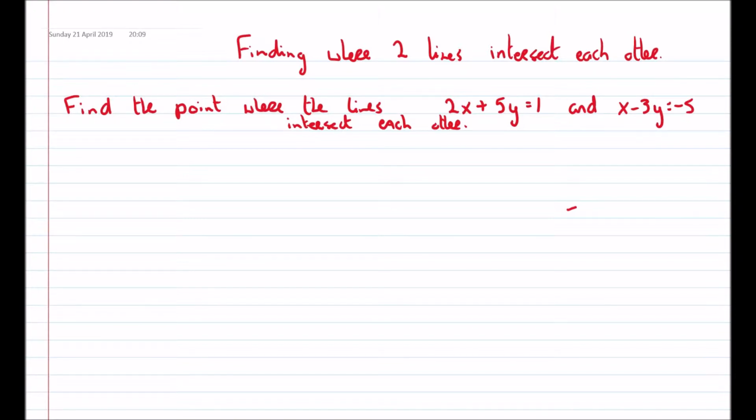Those could equally be written as 2x + 5y - 1 = 0 and x - 3y + 5 = 0. So whichever way you want to write it is fine.